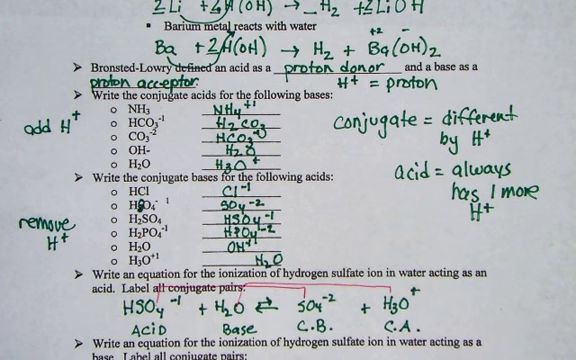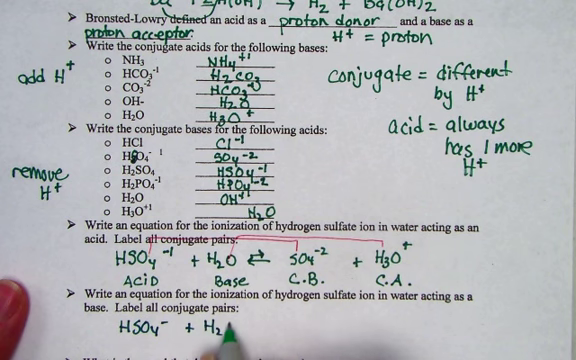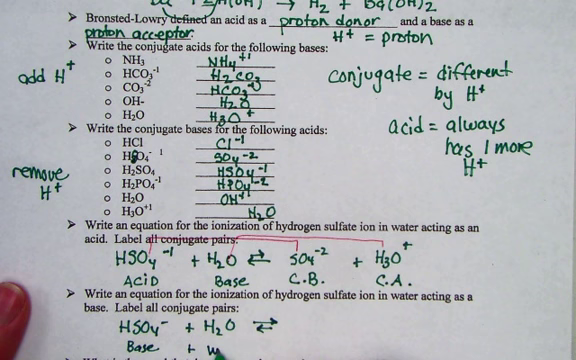Let's consider the same beginning point with the hydrogen sulfate polyatomic ion being placed into water. But this time in our equilibrium, we're telling it to act as a base. In the previous example, we labeled it an acid. This time we'll label it a base. Therefore, water must be acting as an acid.